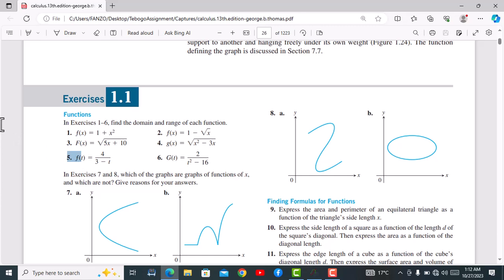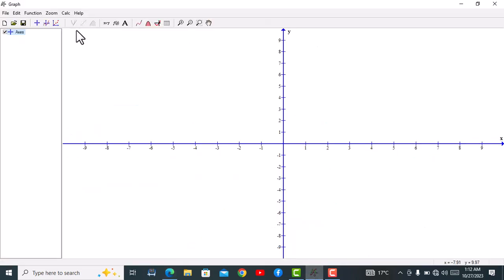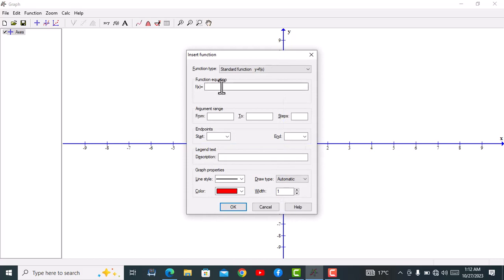So they say to us in exercise 1.1, from 1 until 6, we should find the domain and the range of each function. So we have a function in here, 1 plus x squared, and we know that this is a parabola that has been shifted 1 unit upwards. So I think we should just come here just to demonstrate what that is.